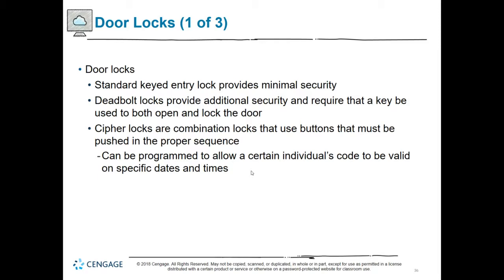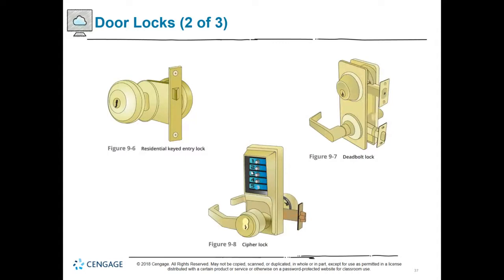Some of them use keys. Some of them have a deadbolt. Some of them may be a cipher lock, which uses a combination of buttons that must be pushed in the proper sequence, and those can be programmed for a certain individual. We'll see some examples here of some of these different door locks.